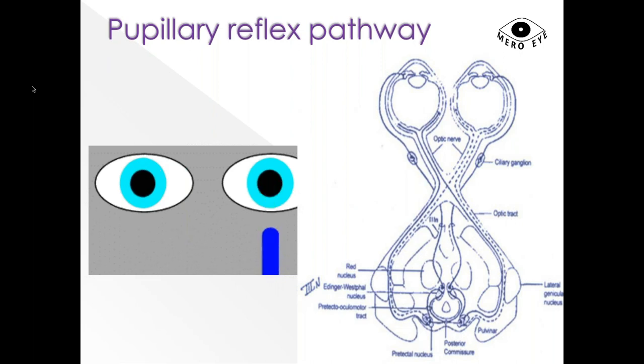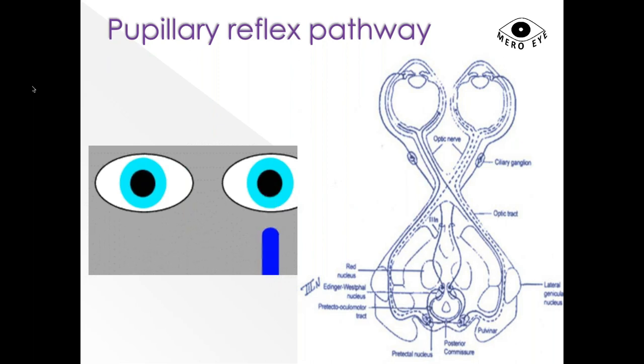But surprisingly, what we notice is that when we are shining a torchlight in the left eye, the right pupil also constricts. This is known as the consensual light reflex. That means when we shine a torchlight into the left eye, the pupil of the right eye also constricts. When the consensual light reflex is present, it means the normal efferent pathway is intact.